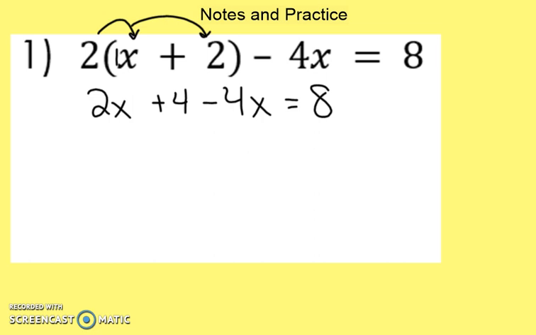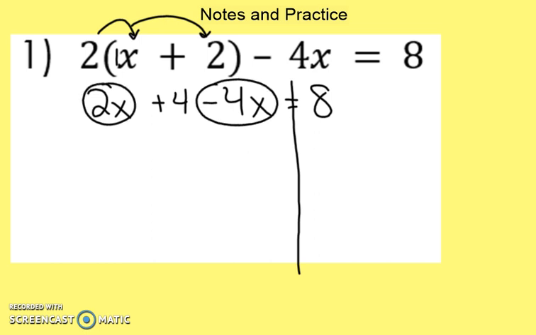The equal sign is like your divider. So if you need to, draw the line down to remind yourself so that you're only combining like terms on each side of the equal sign. I'm going to combine 2x and I'm going to combine negative 4x. I can't combine the positive 4 and the positive 8 because they're on opposite sides of the equal sign. So 2 minus 4 gives me negative 2x plus 4 equals 8.